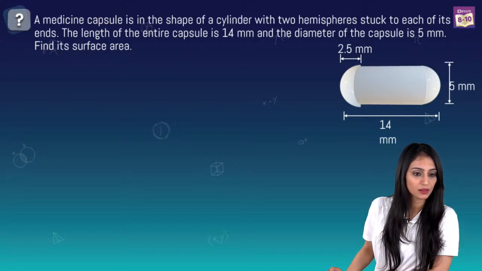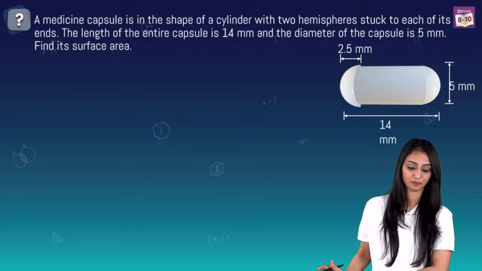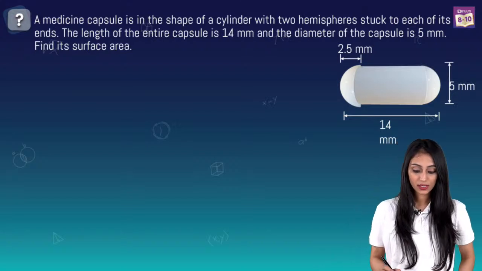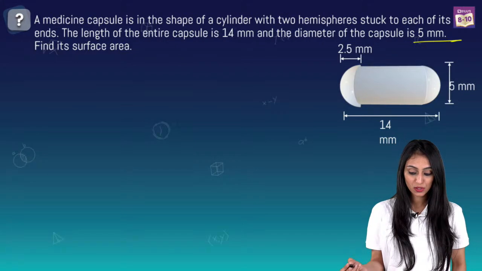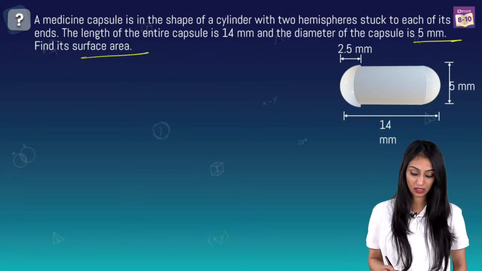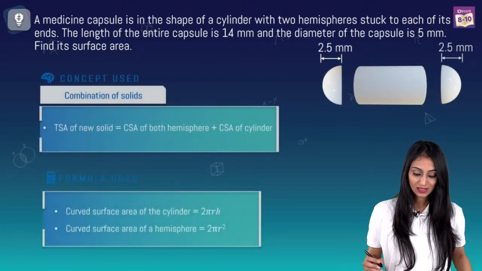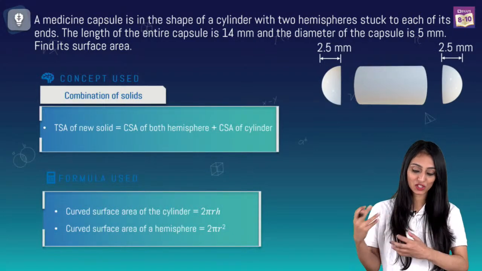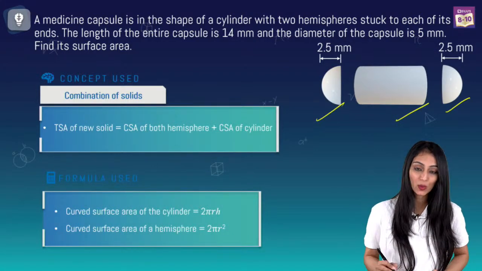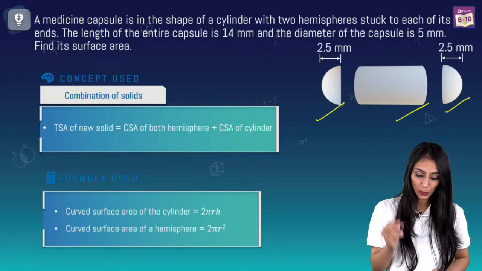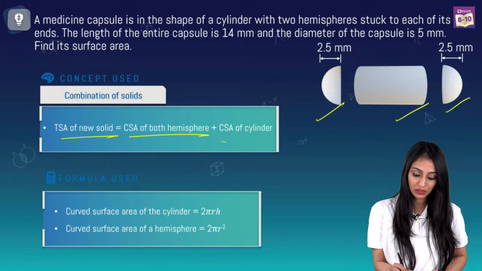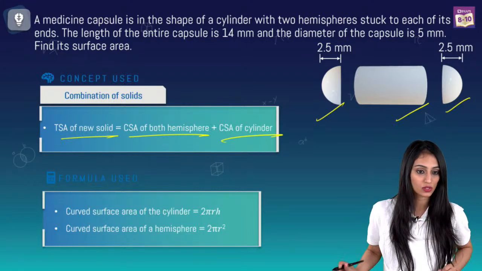Square root of 149, it was mentioned in the question already. Okay, so the question is saying that the diameter of the capsule is also given. We have to find out the surface area. We can see that this figure is a combination of solids. We have a cylinder and two hemispheres. So to find out the total surface area, we find the curved surface area of both the hemispheres and the curved surface area of the cylinder also.